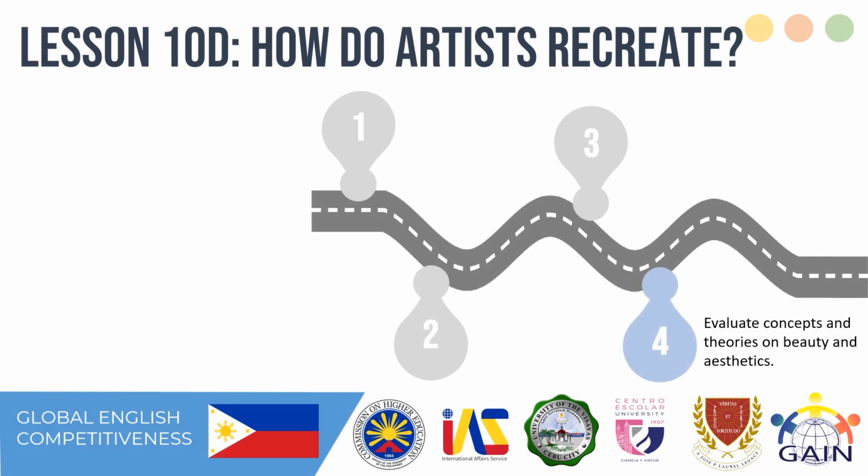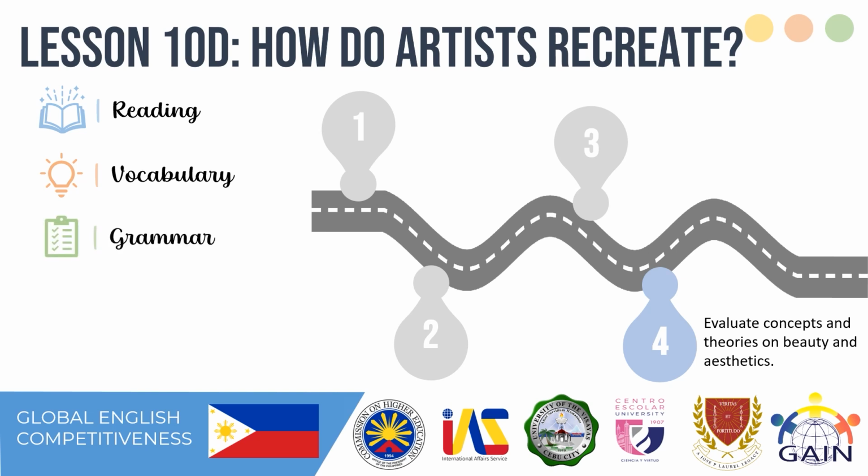And with that, we have covered our final can-do objective for Unit 10, which is to evaluate concepts and theories in beauty and aesthetics. We read about the 3 common ways to recreate art, put your vocabulary knowledge to a test, refreshed your knowledge on the past perfect continuous tense. We also listened to a conversation about modern art and recreated a narrative into your own artwork.